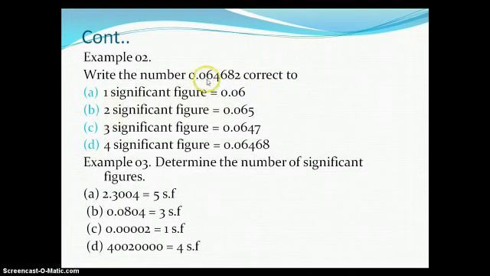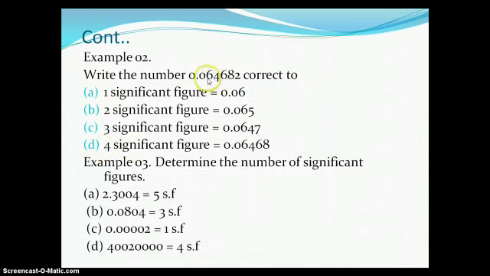Then we have 2 significant figures. We have to count 1, 2. The digit to the right is 6. 1 will be added, so it will be 0.065. Then 3 significant figures. 1, 2, 3. The digit to the right is 8. 1 will be added, so it will be 0.0647.